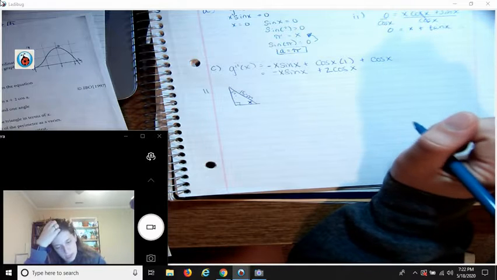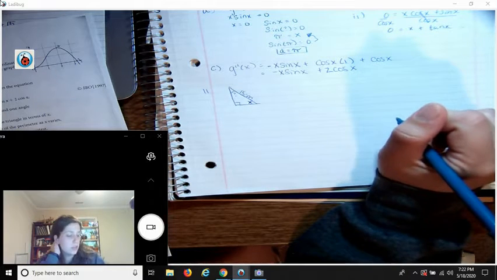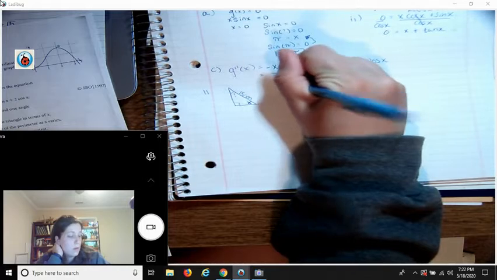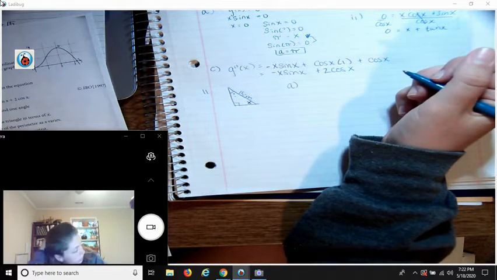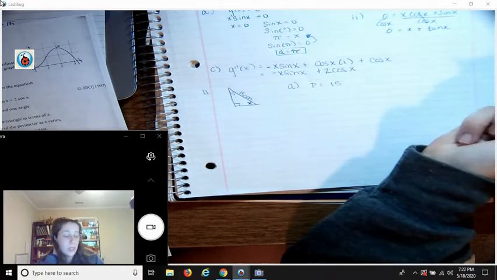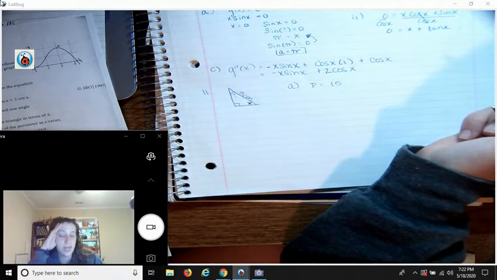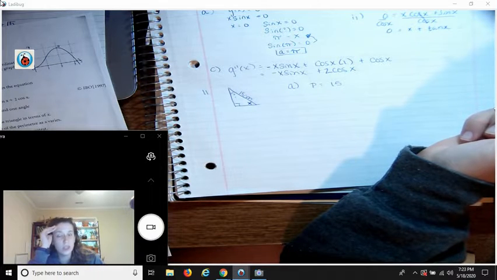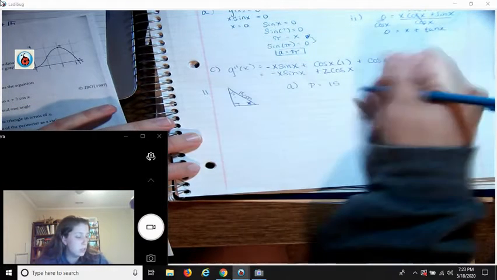Part A says, find an expression for the perimeter of the triangle in terms of x. Perimeter is the sum of the lengths of all the sides. We know that one of them is 15. You all probably got that part. Now we need to figure out the length of all of the other sides. Remember that we can solve for this using our trig functions, so this is basically using SOHCAHTOA.